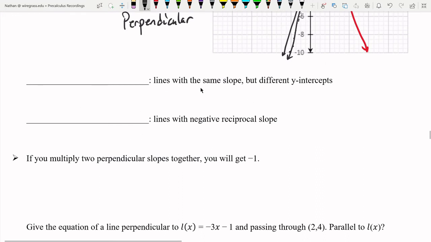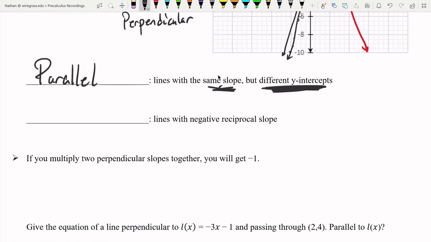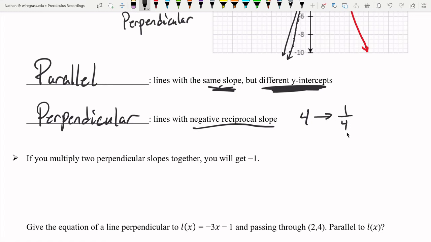Now I've said that two lines with the same slope but different y-intercepts are parallel lines. If they had the same slope and the same y-intercept, they'd be the same line, and those are not parallel. Perpendicular lines are lines with negative reciprocal slope. So we had a slope of 4 for f of x, and then if we flip it and then give it a negative sign, this is what negative reciprocal means.